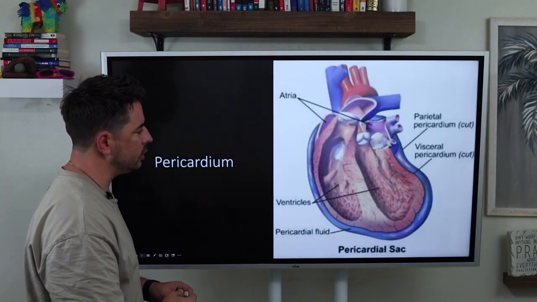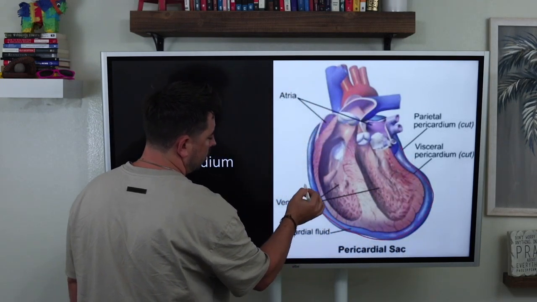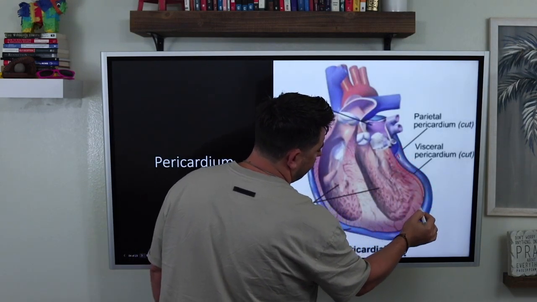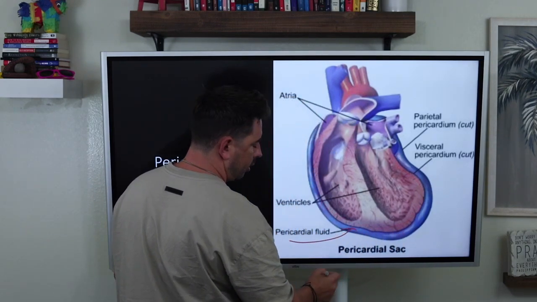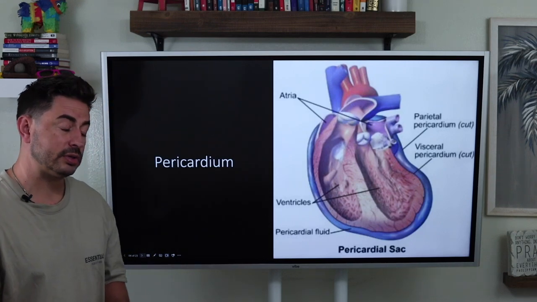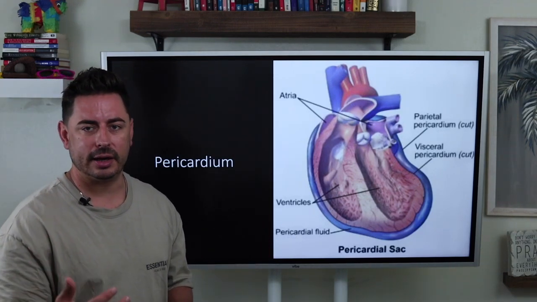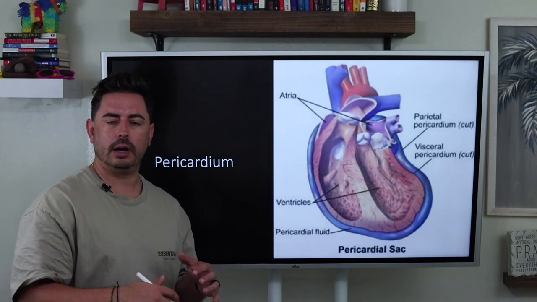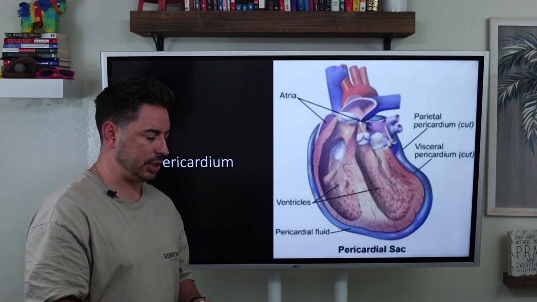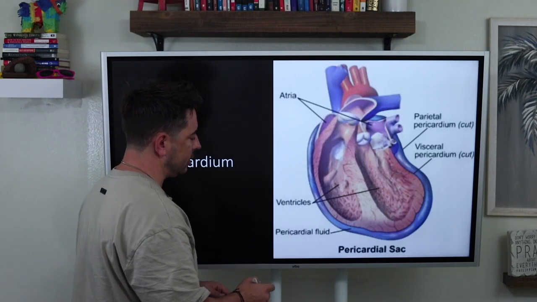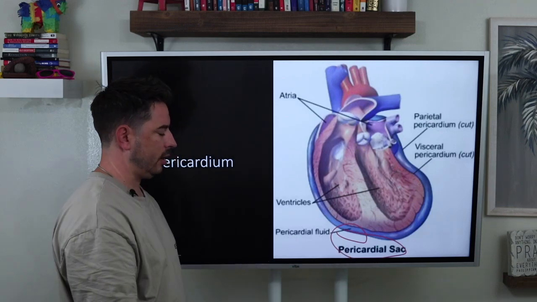Now, the two layers, your parietal pericardium and your visceral pericardium, have between them the pericardial fluid. That's going to be important when we start talking about different conditions, when that fills up with blood or with fluid, or there's an overwhelming infection that sends inflammation. All different things can start to happen when it comes to this pericardial fluid or this pericardial sac.